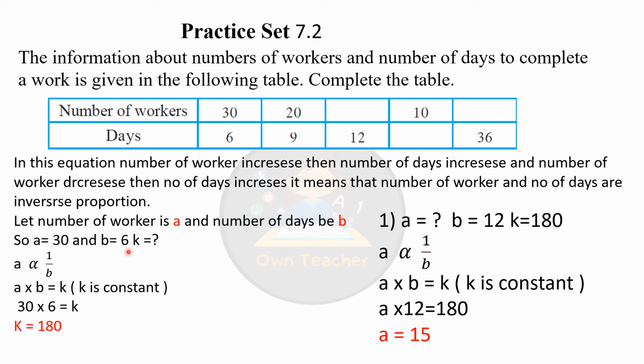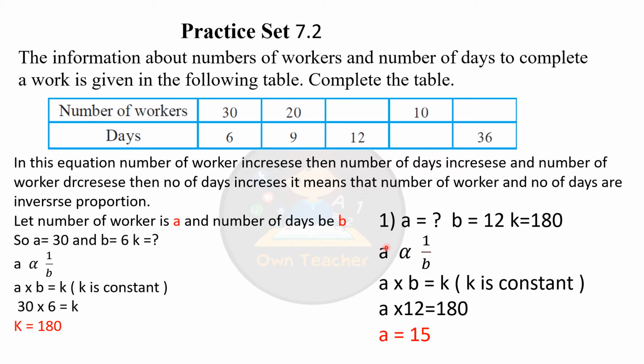So first we will find out the value of K. K is constant. A is inverse proportional to B. So A into B is equal to K. Here we know K is a constant. So A is 30 and B is 6. So we will multiply this. K is equal to 180. We have got the value of K as 180. Now let's complete this table.